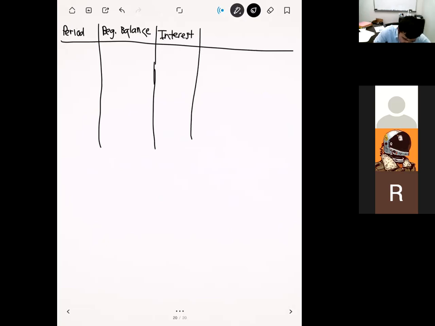Next, you're going to put in how much you're going to pay in interest. This is not the interest rate. This is actually how much interest you're paying in dollar amounts on that month.